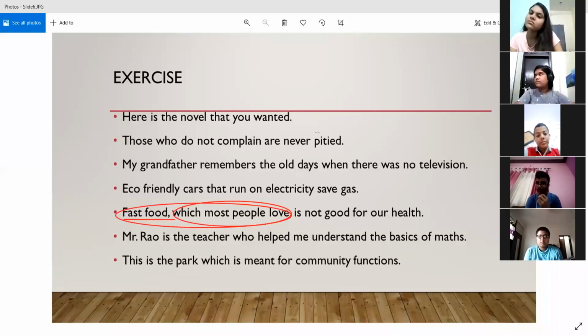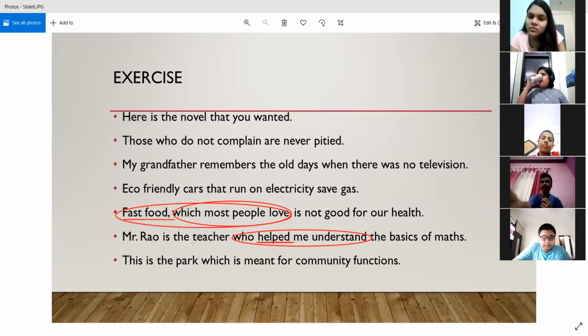Good afternoon. Sir, in this sentence, the adjective clause will be who helped me understand the basics of maths, because it is describing Mr. Rao. Yes, that Mr. Rao helped me understand has been described. Tell me the verb part in it. Sir, helped is the verb? Yes, helped is also there. Understanding something can also be a verb, but helped is the main thing that is present over here.